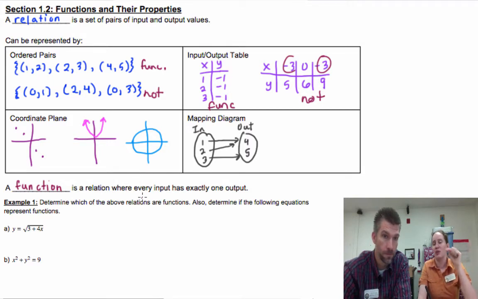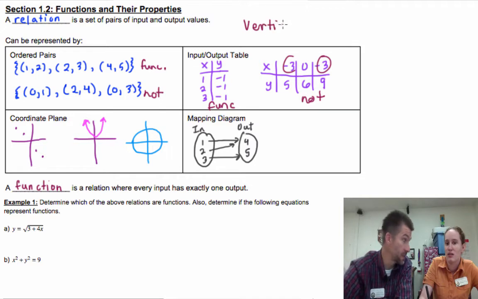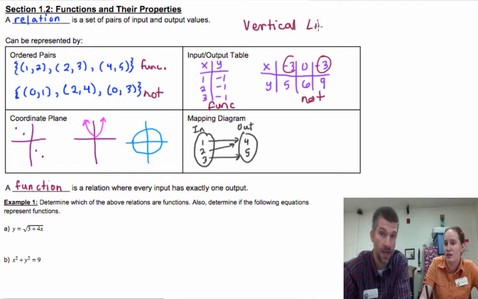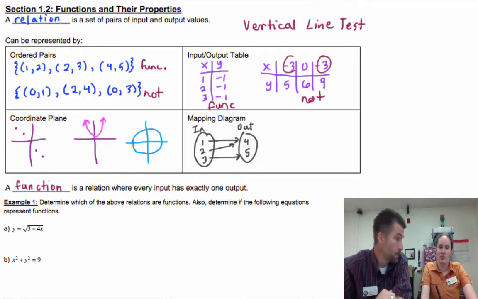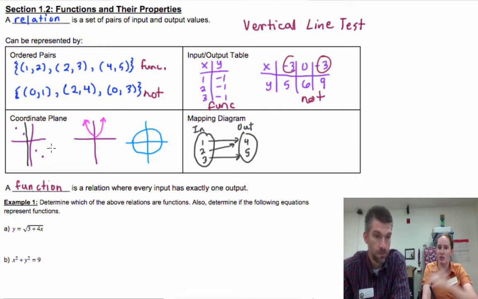On the coordinate plane, we have a special test that we do, and I'll write it up here. Vertical line test. It's quite handy. It's the line that goes up and down. The vertical line test says that if I draw a line anywhere on my graph, as long as it goes through the graph once, then it's a function. If anywhere it would go through more than once, I've got a problem. Because these points are all lined up differently, this would be a function.